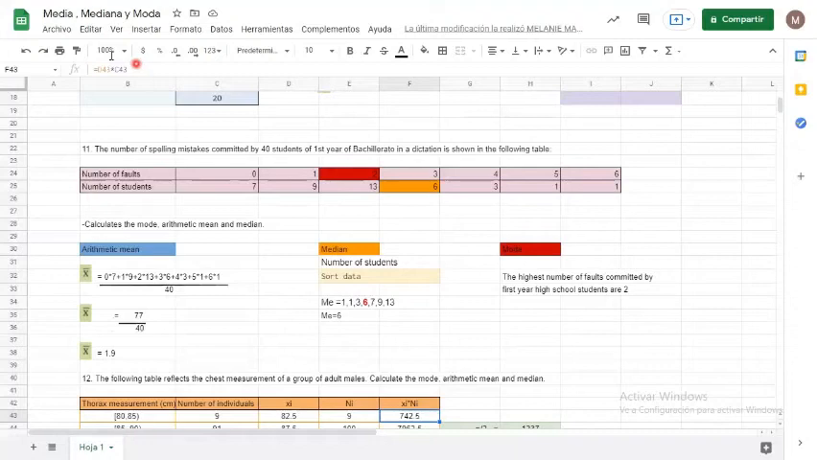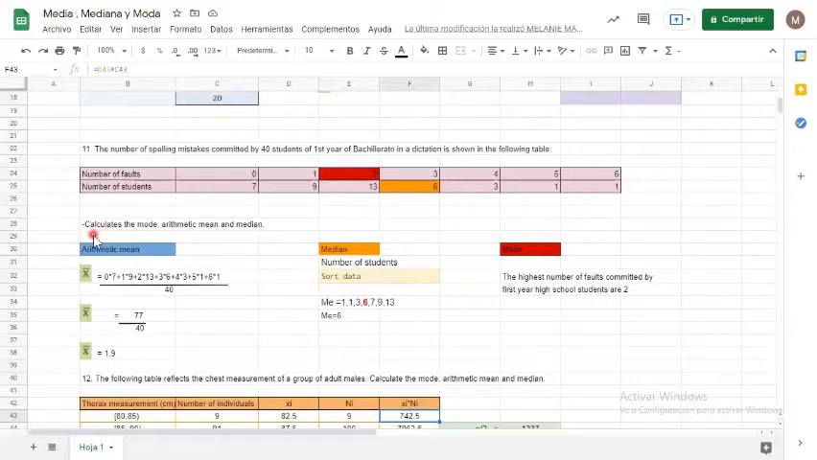In exercise 11, the number of spelling mistakes committed by 40 first-year Bachillerato students in dictation is shown in the following table. Calculate the mode, arithmetic mean, and median. The mode is the highest number of faults committed by first-year high school students, which is 2.